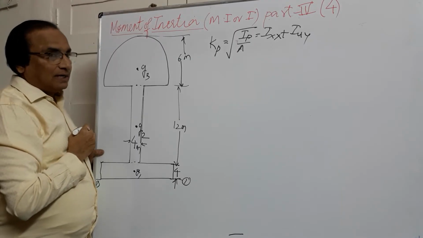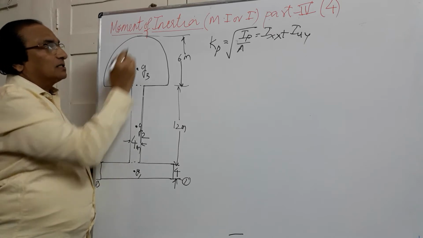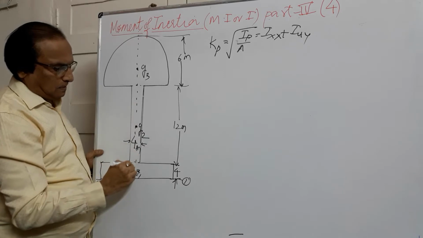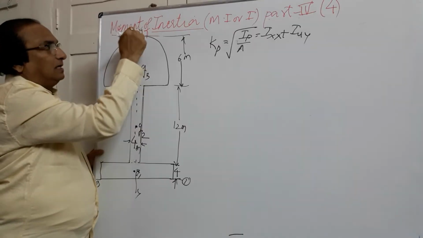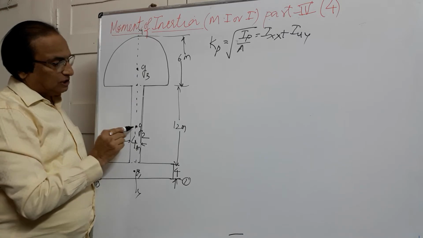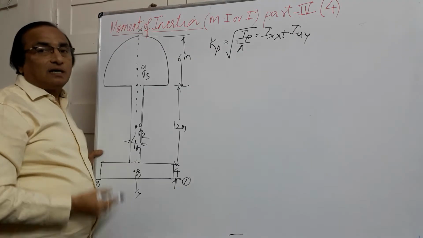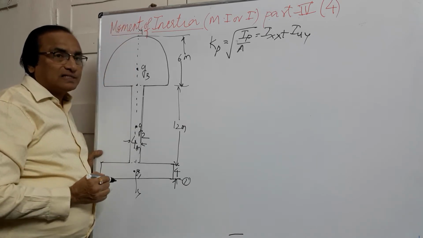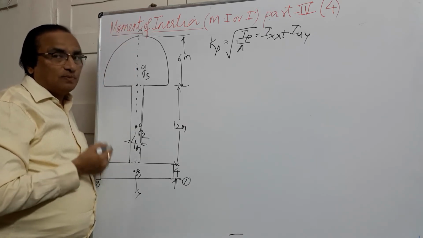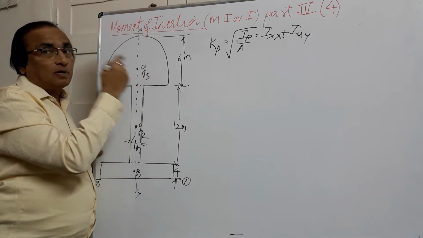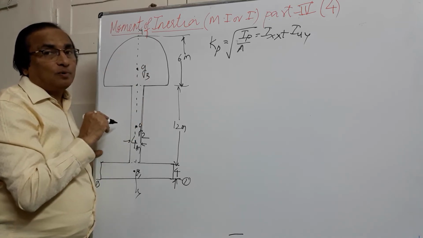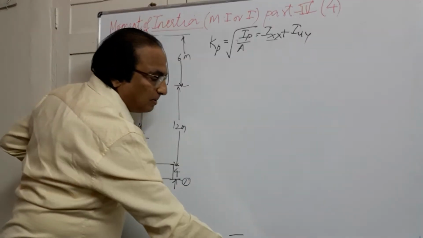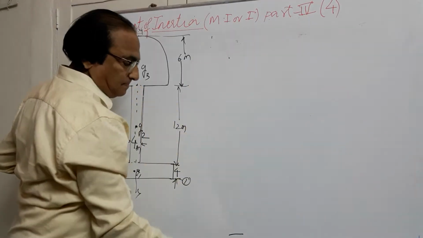So we have the X axis and Y axis. Suppose I draw a Y axis here, this Y axis passes through G1, G2 and G3. The figure is symmetrical about the Y axis, and the centers of the components coincide with the same axis. So finding the moment of inertia about the Y axis becomes simple, but you will also have to find the moment of inertia about the X axis. So first we will find the moment of inertia about the X axis.